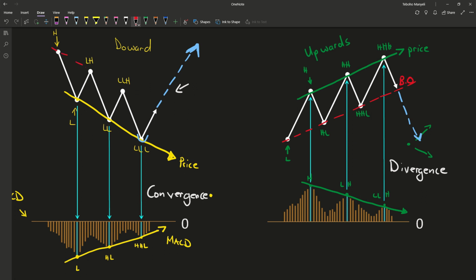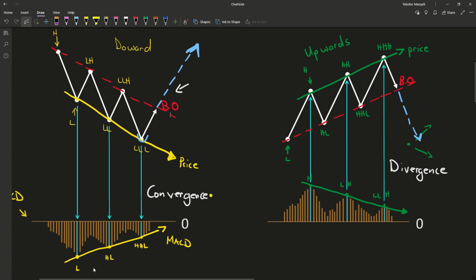If we connect the highs in a downward trend, we expect that because of convergence, the market will then break out here and start creating an upward trend from there. So we literally use convergence and divergence to predict when the market is about to change direction from a downward moving trend to an upward, or from an upward moving trend to a downward moving trend.